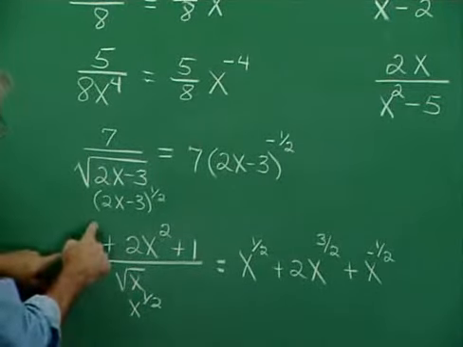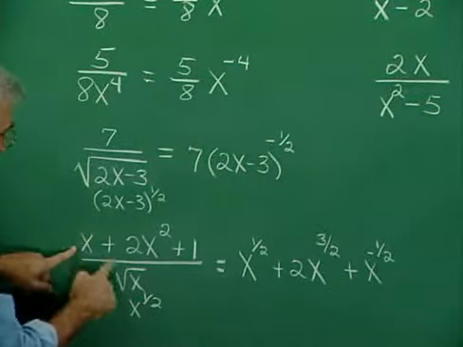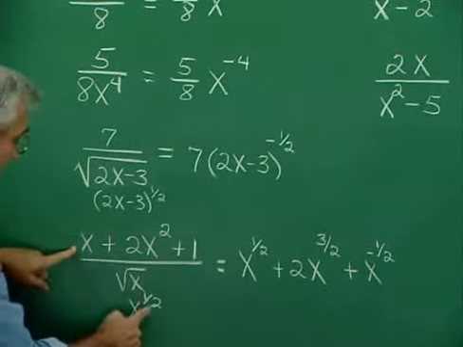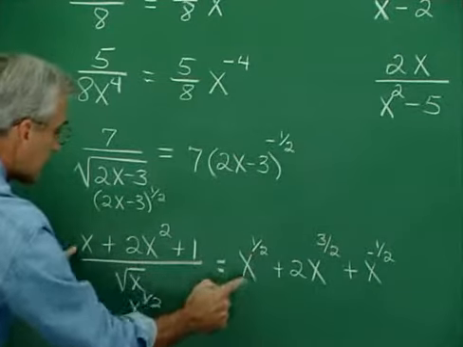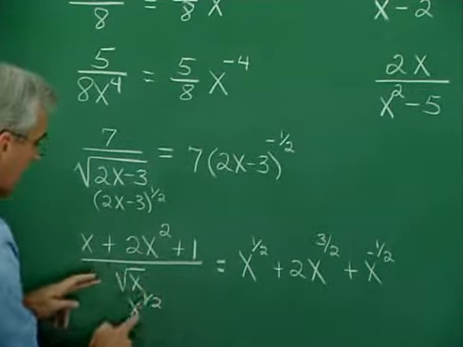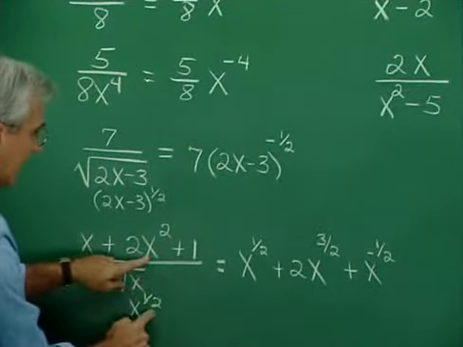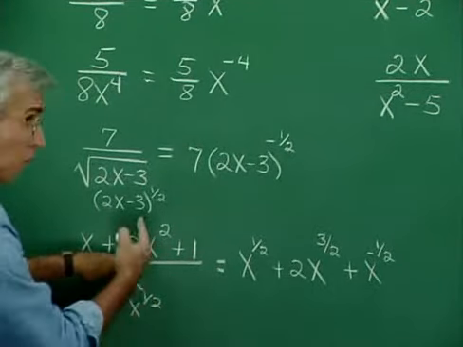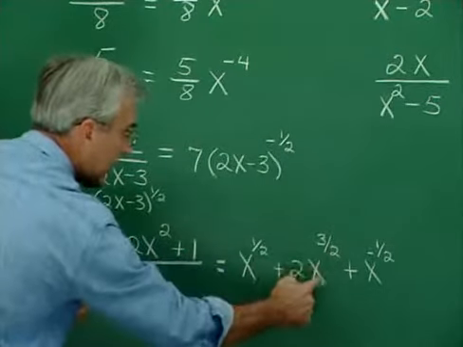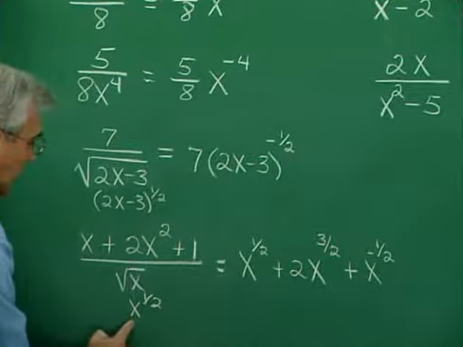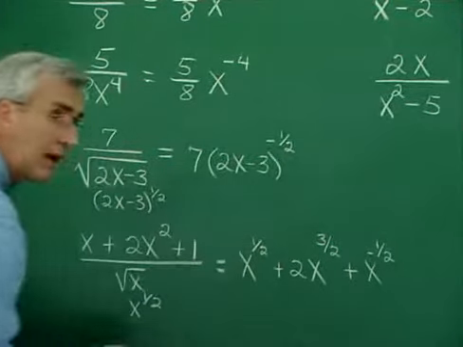This is x to the understood 1. And I'm dividing here, so I subtract the exponents. I have 1 minus 1/2, and that leaves x to the 1/2. And here it's the same idea. I'm dividing into this term, so it's x to the 2 minus 1/2, which is x to the 1 and 1/2, or x to the 3/2 for that particular factor. And then 1 over x to the 1/2 is x to the negative 1/2.